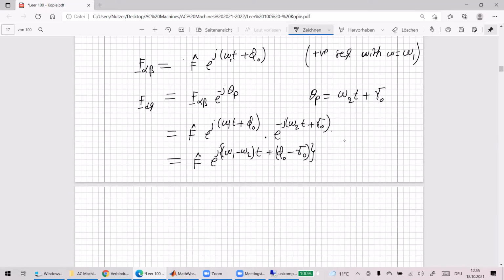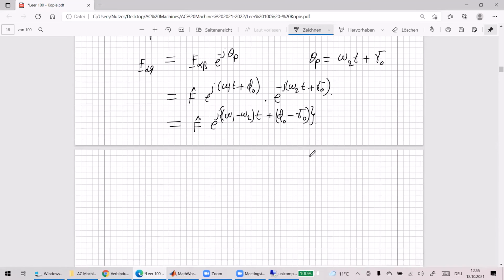Is this clear? Yes. Okay. And now let's see some cases. So this is your general formula.